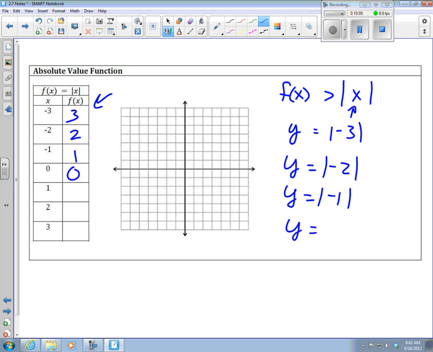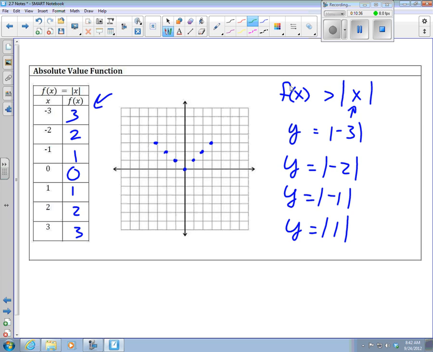When you plug in the absolute value of positive 1, it doesn't become negative. When you take the absolute value of a number, you get the positive value of it. It's the distance from 0 on the number line. So 1, 2, and 3. Graphing these points: negative 3, 3; negative 2, 2; negative 1, 1; 0, 0; 1, 1; 2, 2; 3, 3.